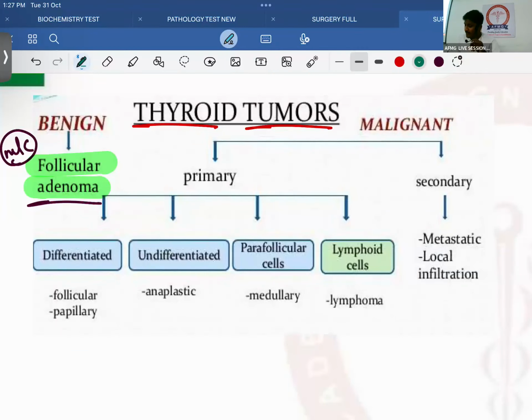Malignant tumors can be of two types. If they arise from the thyroid gland itself, then they will be called primary. But if it comes from outside the thyroid gland, meaning there was some other primary cancer which has spread to the thyroid, then that is called secondary or a metastasis, beta. Primary thyroid cancers can arise from three types of cells. Which three cells?